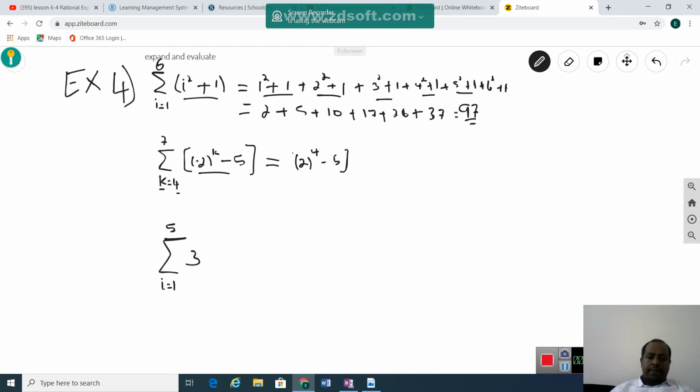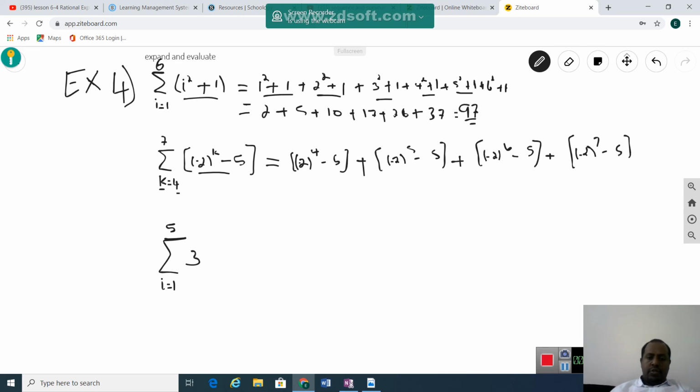Then plus negative 2 to the power of 5 minus 5, plus negative 2 to the power of 6 minus 5, and finally negative 2 to the power of 7 minus 5.